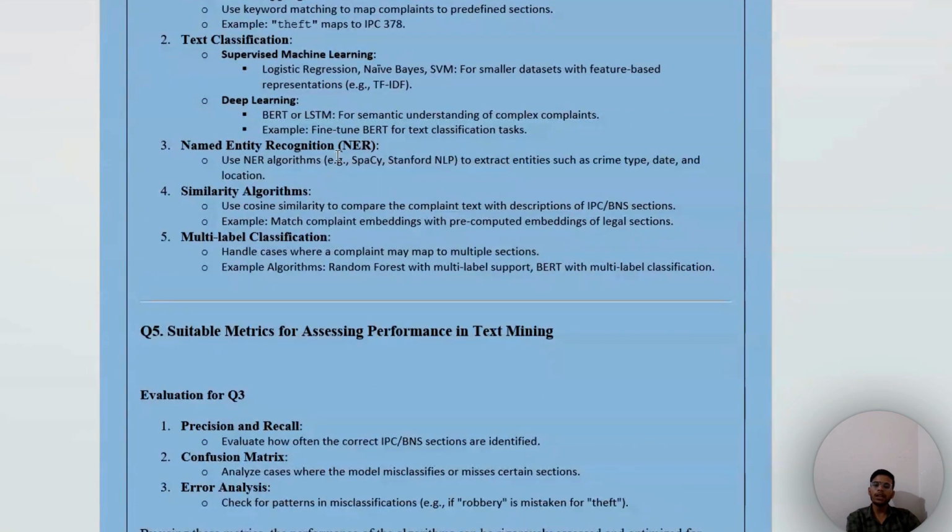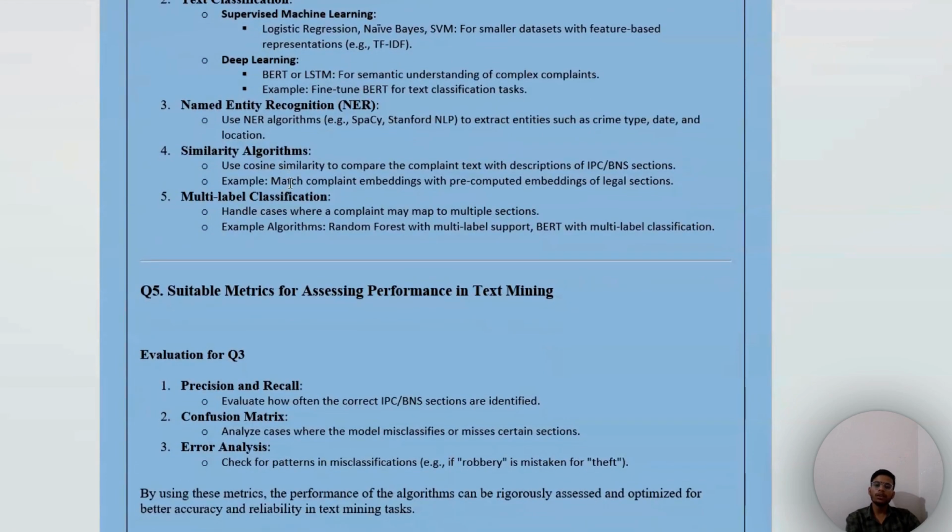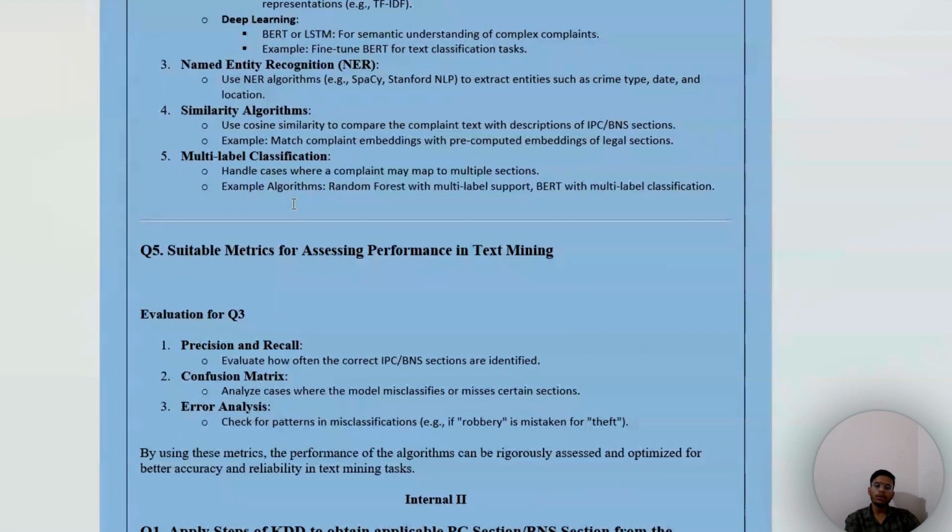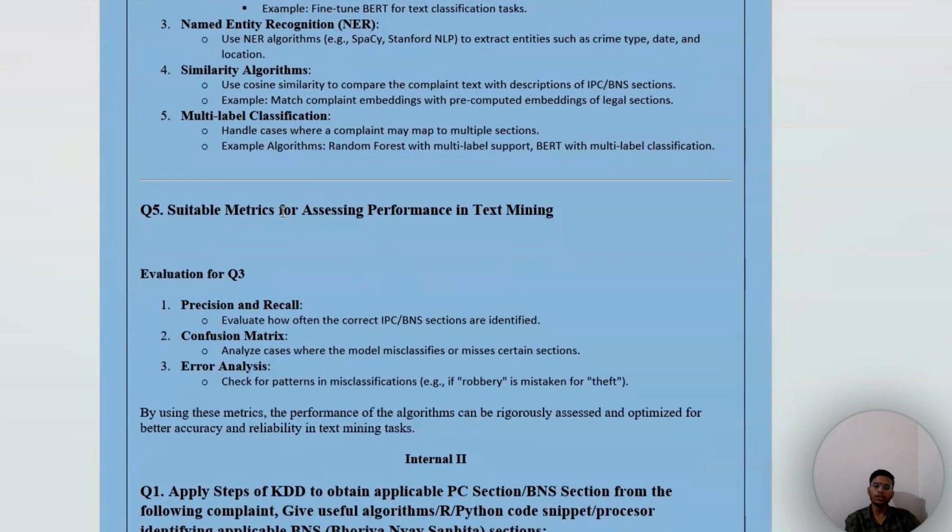Now next we have named entity recognition. Use NER algorithms like spaCy, Stanford NLP to extract entities such as crime type, date, and location. Now we have similarity algorithm. Use cosine similarity to compare the complaint text with the descriptions of IPC and BNS sections. Example, match complaint embedding with pre-computed embeddings of legal sections. Now we have multi-label classification. In multi-label classification, handle cases where a complaint may map to multiple sections. Example algorithm: random forest with multi-label support.